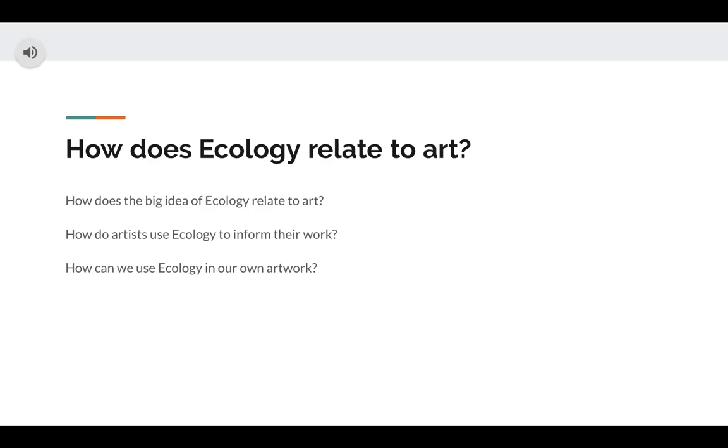How does ecology relate to art? How does the big idea of this relate to art? How do artists use ecology to inform their work? And how can we use ecology in our own artwork and in our own art classroom?